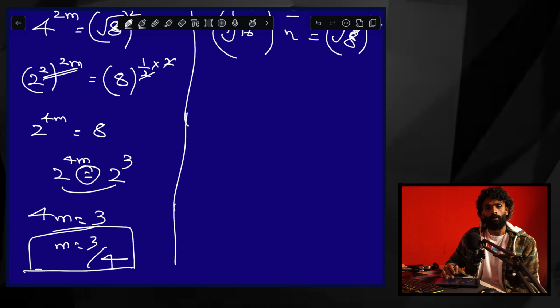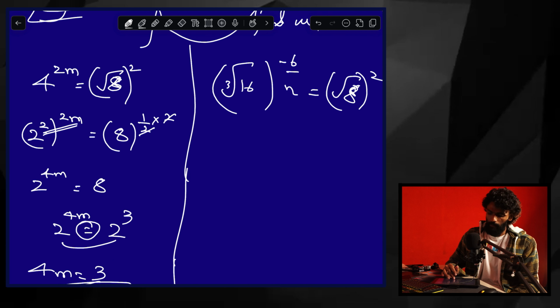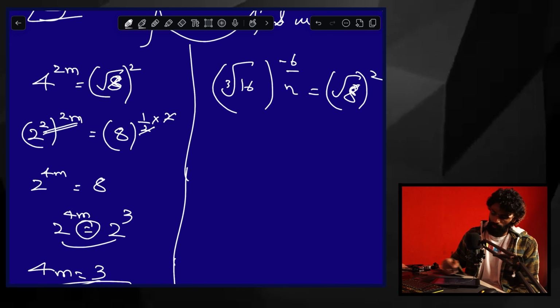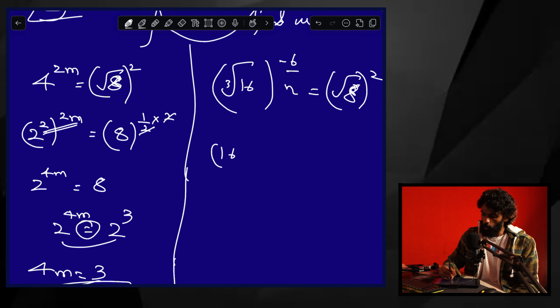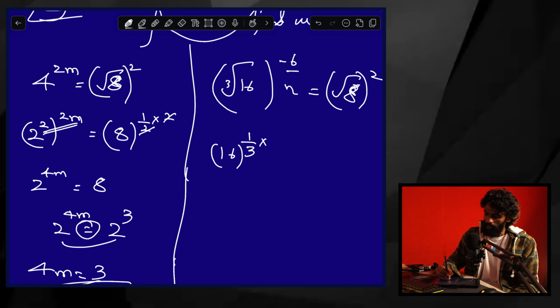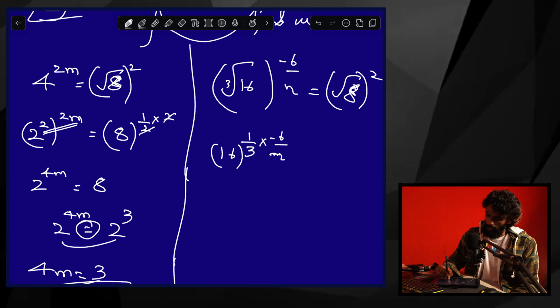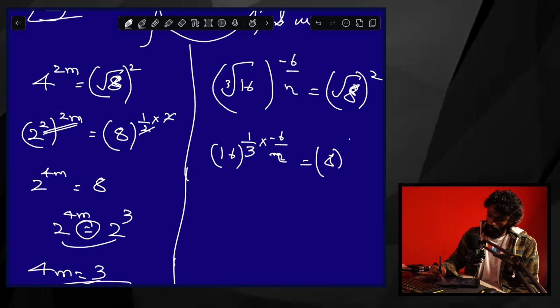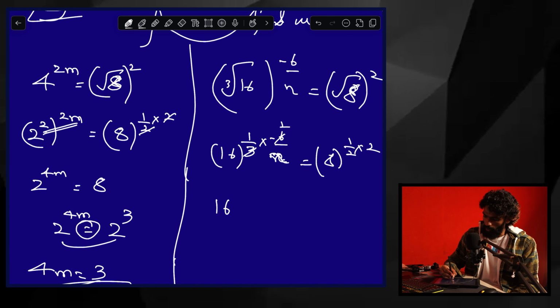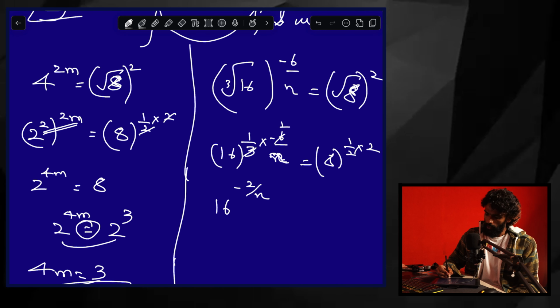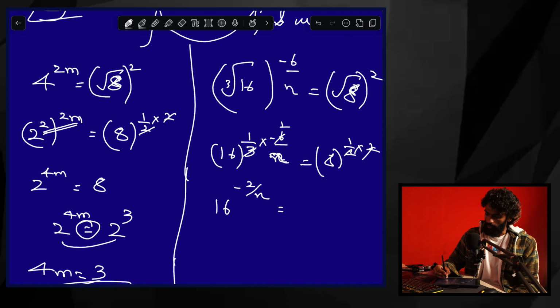Absolutely no obstacles there. Same thing I'll be doing with respect to n. Cube root is there. Doesn't matter. Right 16. Cube root meaning it becomes 1 by 3. Already minus 6 by n was there. Right side, it becomes 8 to the power 1 by 2 into 2. Okay. 3 and 6 get cancelled. So the answer is 16 to the power minus 2 by n is equal to 8.